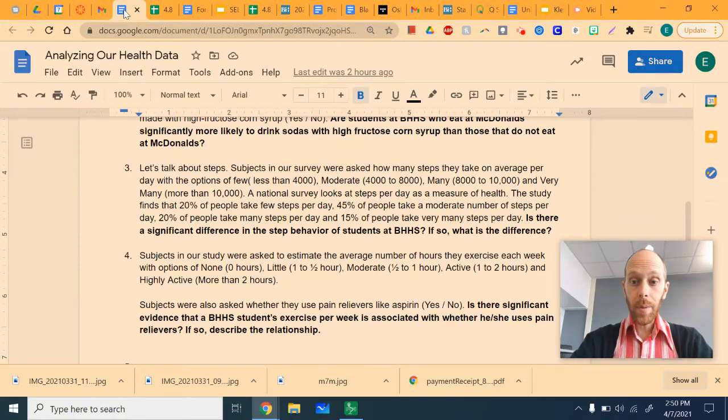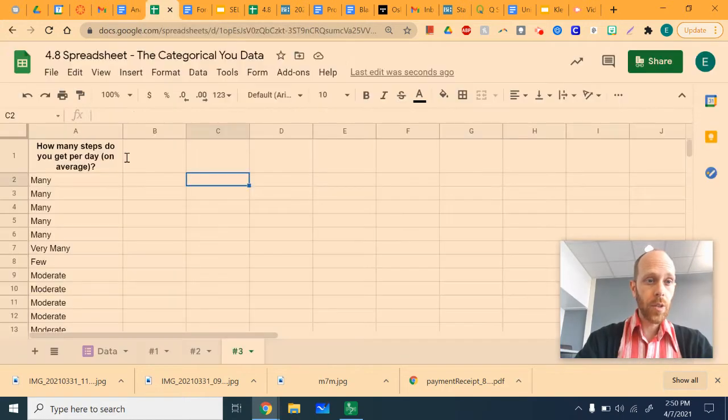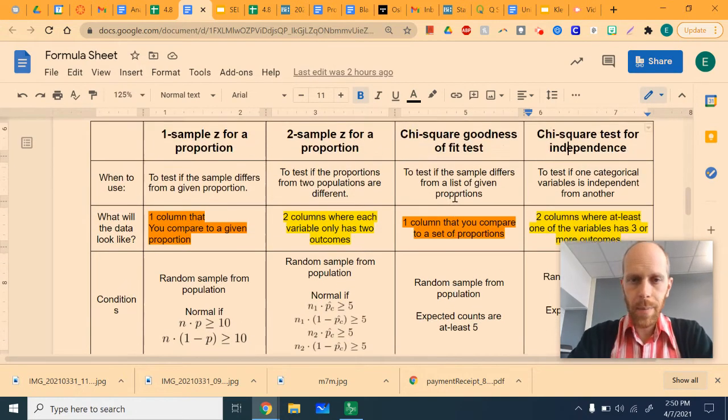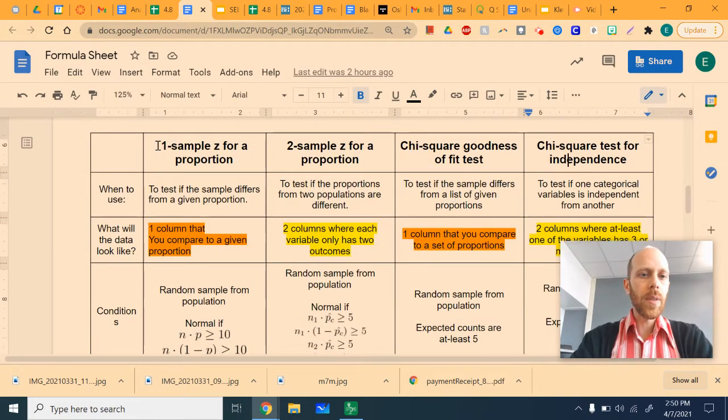Hey everybody, let's talk about number 3. Hopefully you've read the problem already and you know that this is dealing with the number of steps that we take per day. So there's going to be one column of data, and that column of data should be the steps. Since it's one column of data, we know that we're either dealing with a one sample proportion test or the chi-square goodness of fit test.